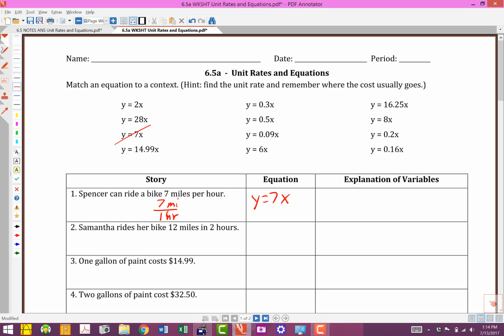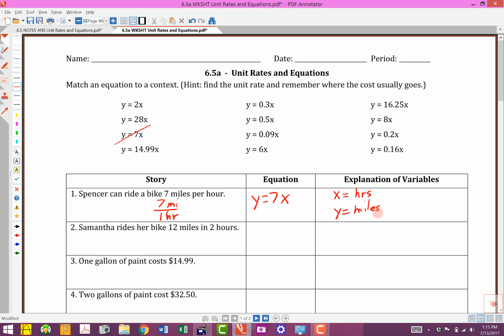Now, this tends to be the tough part about this. This is probably going to be very easy. The explanation of variables is a little bit more difficult. So what you're going to do is write down what X and Y represent. We talked about declaring variables in this course. So we need to say, what does X represent in this problem and what does Y represent? A quick way to remember it is X represents the unit that's on the bottom. So X is going to represent hours and Y is going to represent miles.